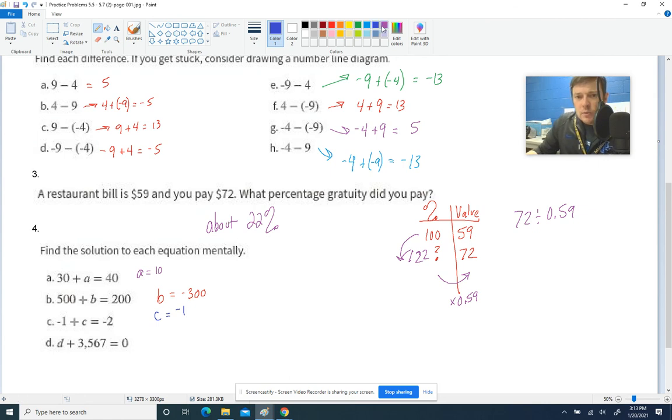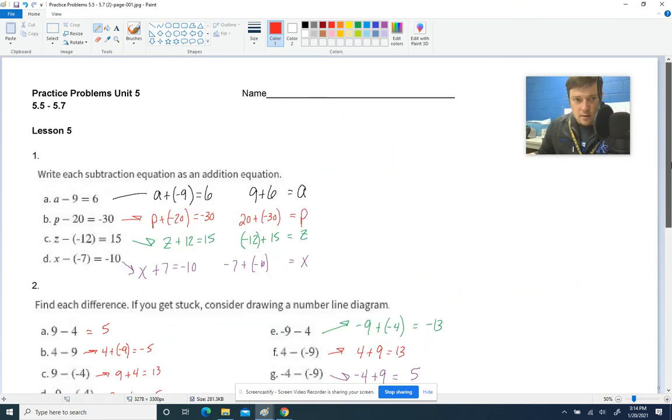The next one is D equals. What number could we add to this to make 0? To make a sum that equals 0, you need additive inverses. So you just need the opposite of the number that you're adding. Pretty easy stuff there. And that finishes our first page of homework. This was lesson 5.5.